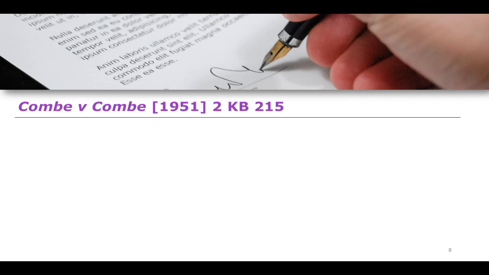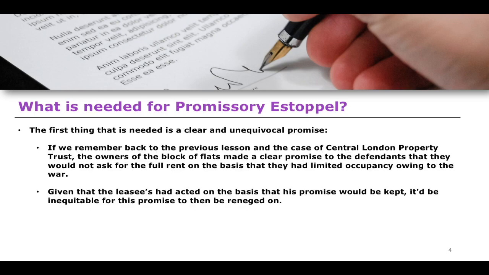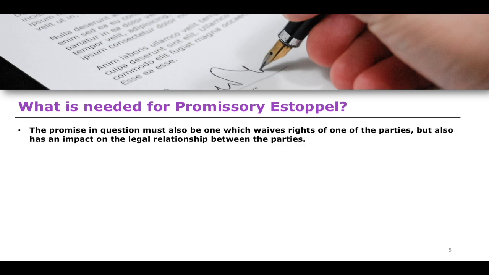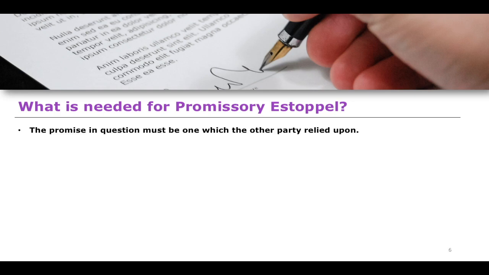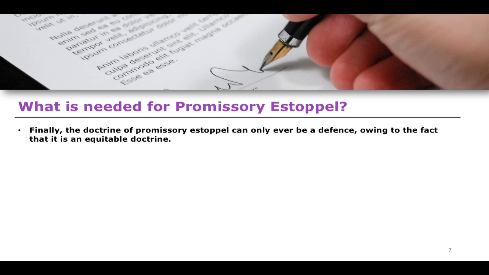So those are the requirements for promissory estoppel. There has to be, first, a clear and unequivocal promise. That promise has got to be a promise which waives the rights of one of the parties and has an impact on the legal relationship. The other party then has to rely upon this promise and change their behaviour in accordance with the fact that this promise has been made. And if this promise was then reneged upon, it would put them in a difficult position. And then finally, it can only ever be used as a defence, owing to the fact that equity is a shield, not a sword.